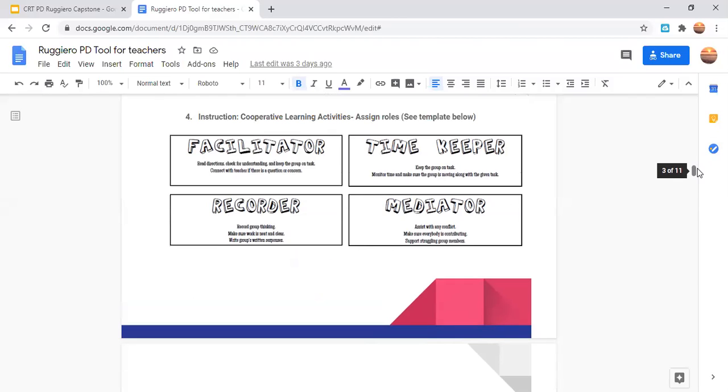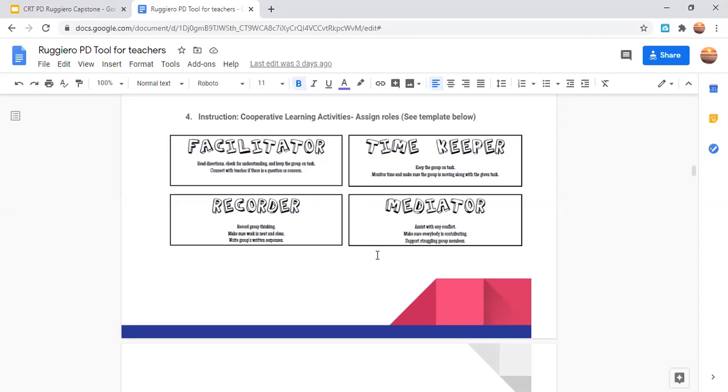So if you were to use these exact ones, students would know that if they're the facilitator, their job is to read the directions, check for understanding, and keep the group members on task. And their job is also to connect with the teacher if they have a question. So that student, the EL, knows what their job is. And this is not just helpful for ELs, this is just good teaching. Every student, regardless of their native language, needs to be kept on task.